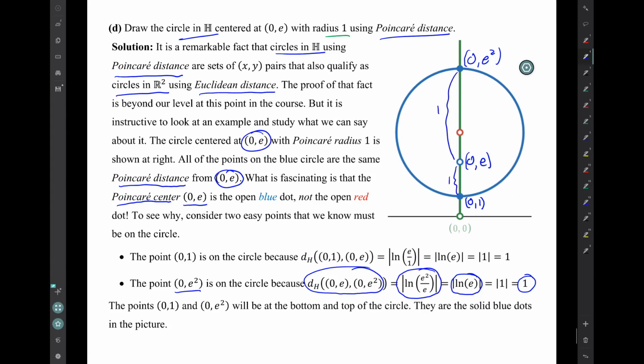And notice that e squared is around 7.5. E is about 2.7 and 1 is 1. So in terms of Euclidean distance, this point 0, comma e is going to appear a lot closer to our eyes, a lot closer to 0, 1 than to 0, comma e squared.